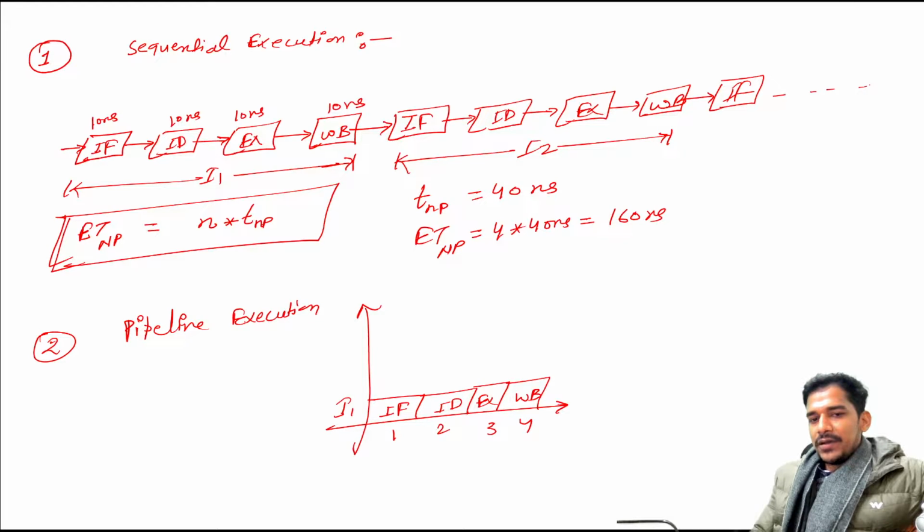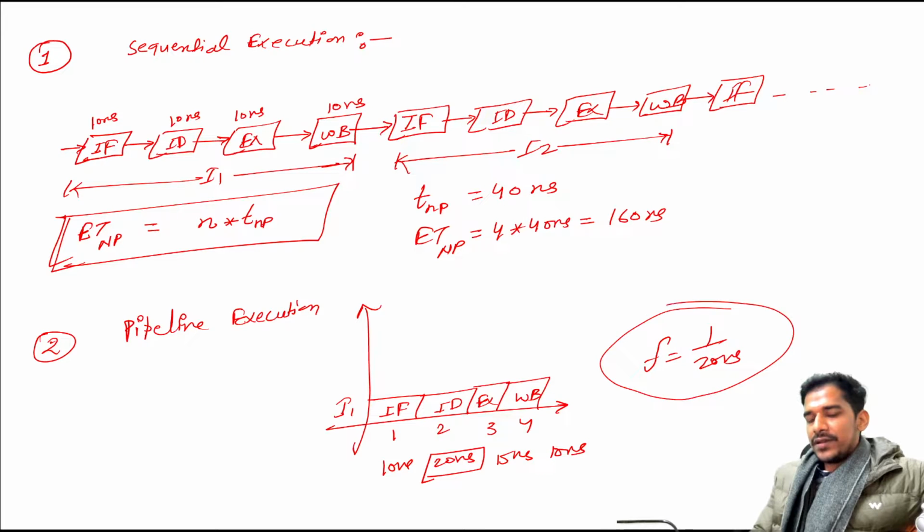So for example, let us say instruction fetch takes 10 nanoseconds, instruction decode takes 20 nanoseconds, execution takes 15 nanoseconds, and write back takes 10 nanoseconds. The maximum of this is 20 nanoseconds. That means the clock connected to all these stages will have a frequency of 1 upon 20 nanoseconds, right? That will be 0.050 gigahertz, or you can say 50 megahertz. That will be the frequency of the clock.